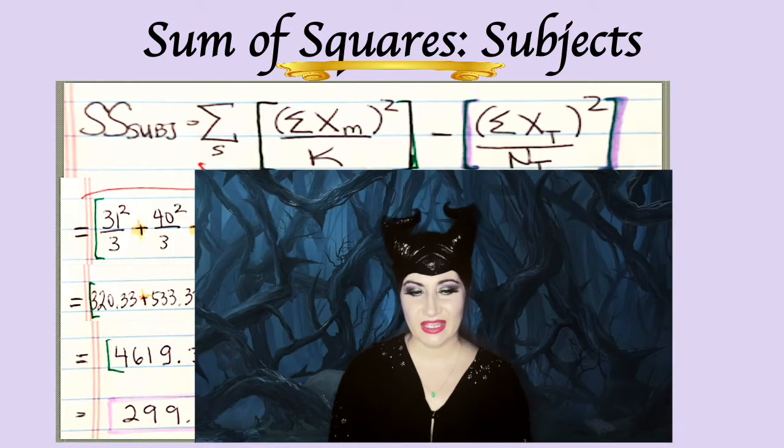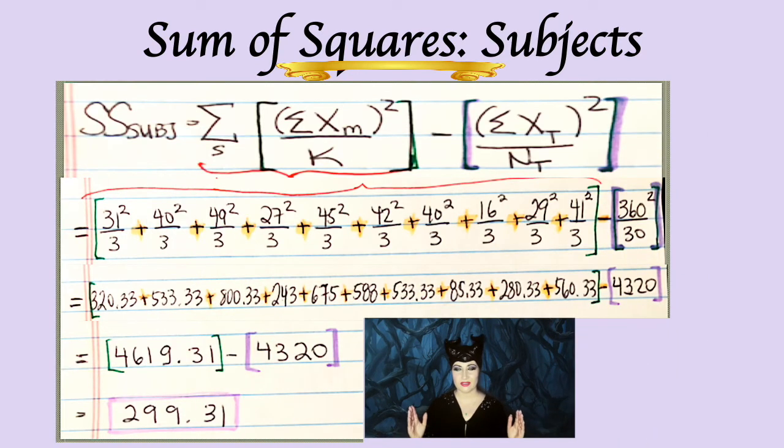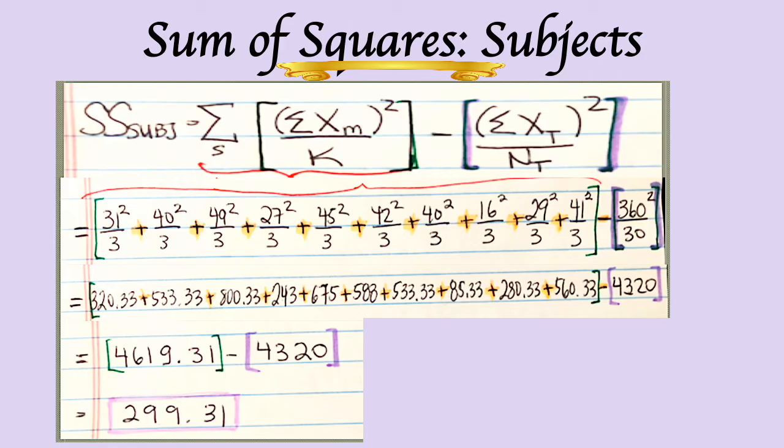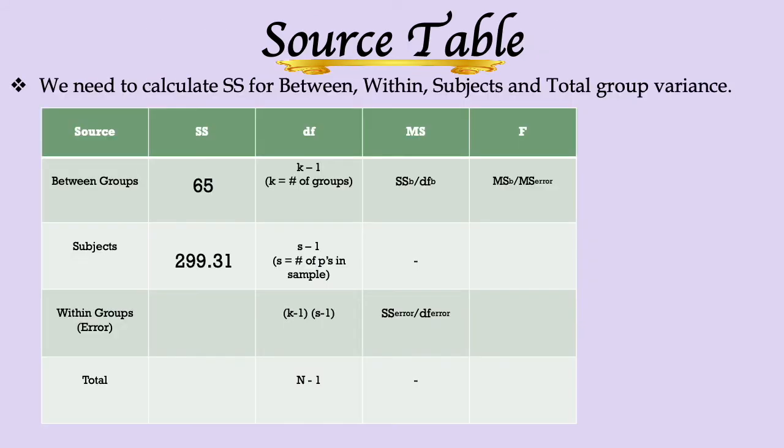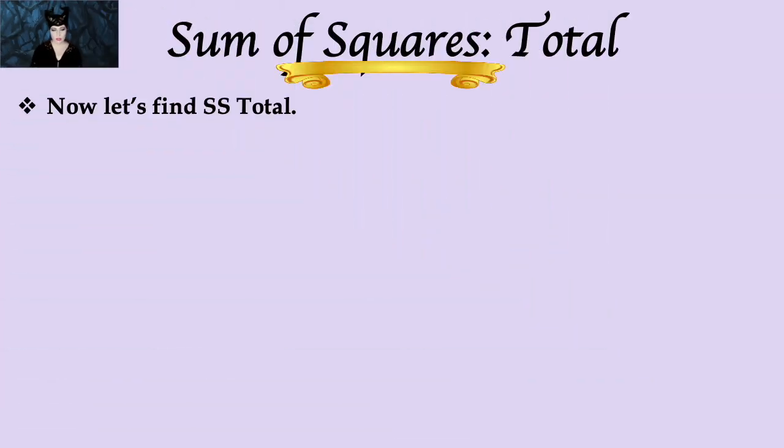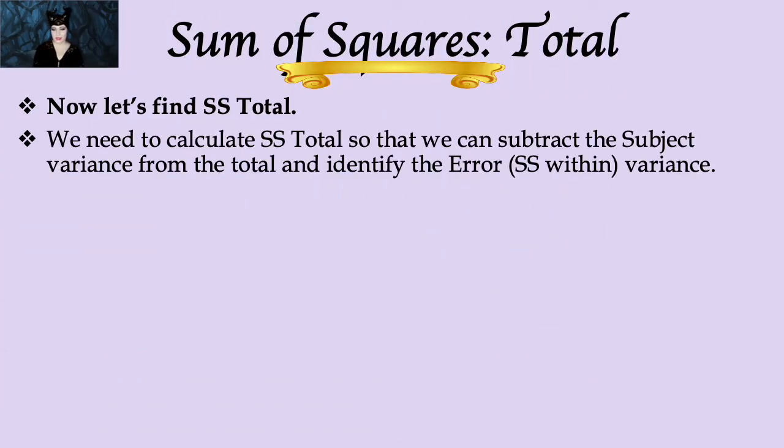So once we simplify that further, all of the scores squared divided by k added together gives us 4,619.31, which we are going to subtract from 4,320, and we get 299.31. This is the value that's going to go in our source table for sum of squares subjects. The next thing that we can calculate is the sum of squares total. We need to calculate sum of squares total so that we can subtract the subject variance from the total and identify the error variance, or sum of squares within groups.